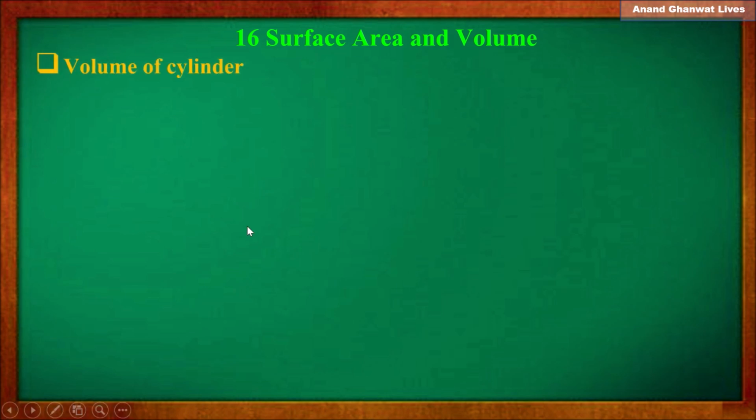In this chapter we are going to learn the volume of a cylinder. Let us observe this cylinder. Its base is circular and its radius is r. Also the height of the cylinder is h.